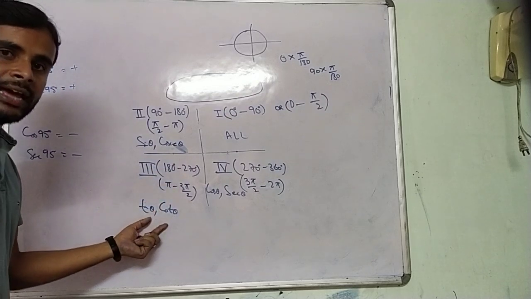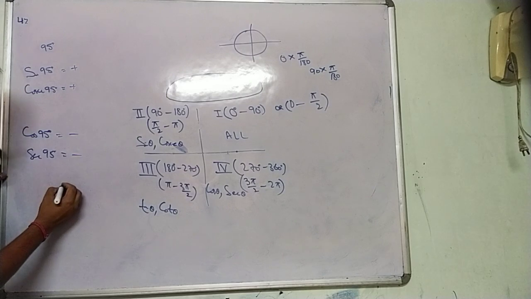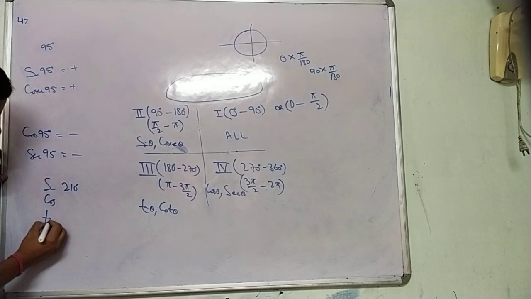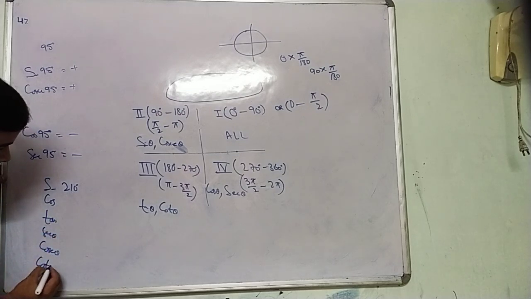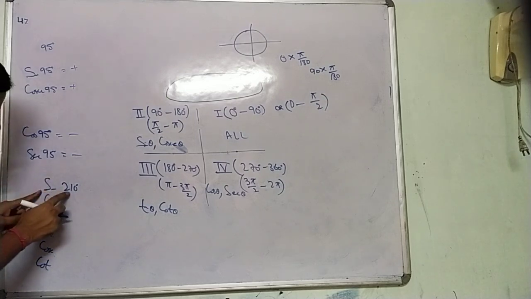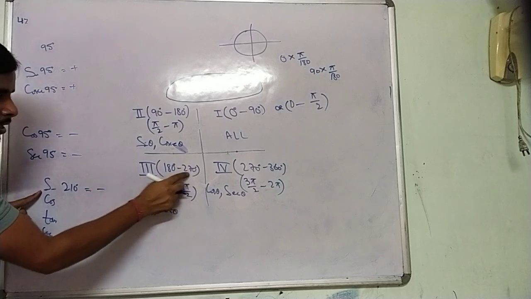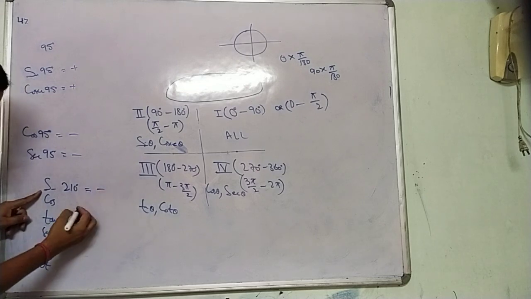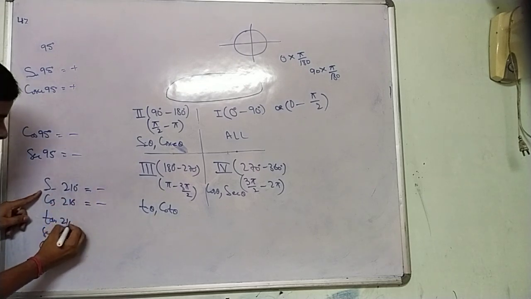In the third quadrant, tan and cot are positive, rest all functions are negative, which means, suppose I take 210 degree and I ask you sine, cos, tan, sec, cosec and cot, out of these 6 functions, sine of 210 degree will be what? Positive or negative? It will be negative. Why? Because in the third quadrant, except for tan and cot, rest all functions are negative. And cos of 210 is negative. Tan of 210 is positive.